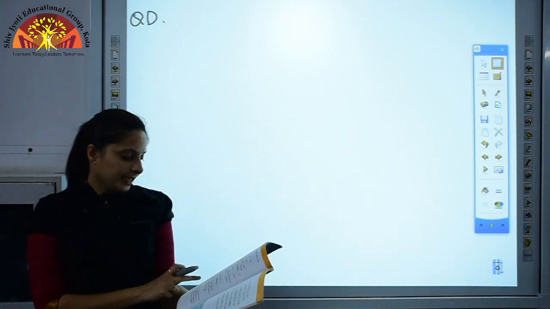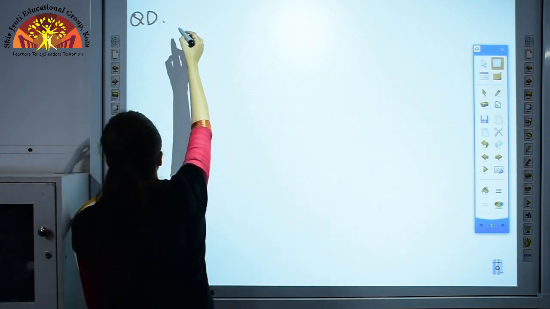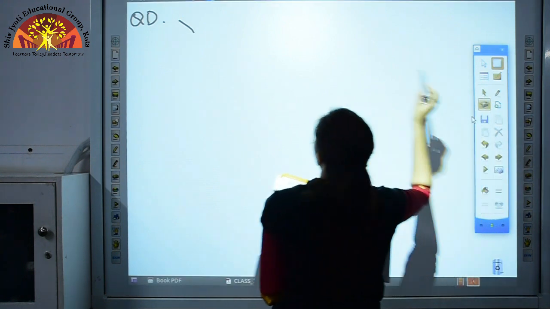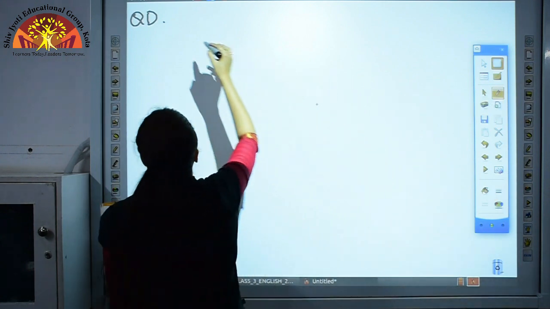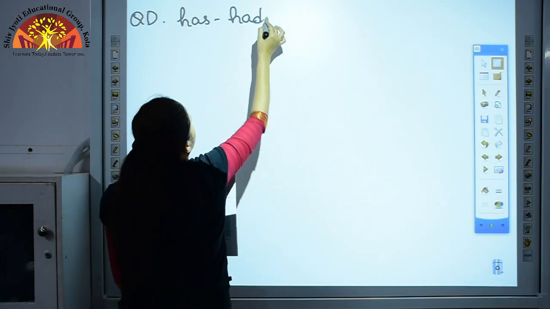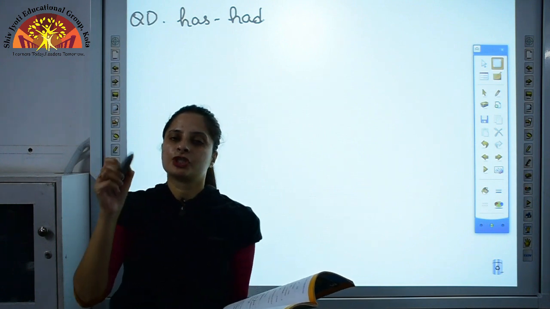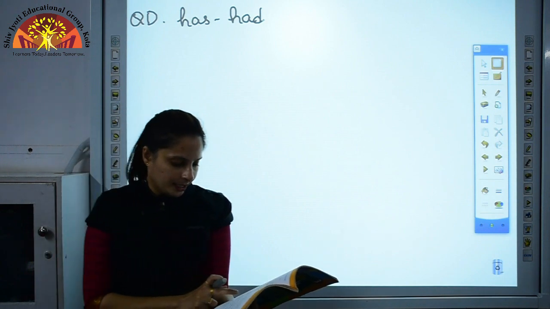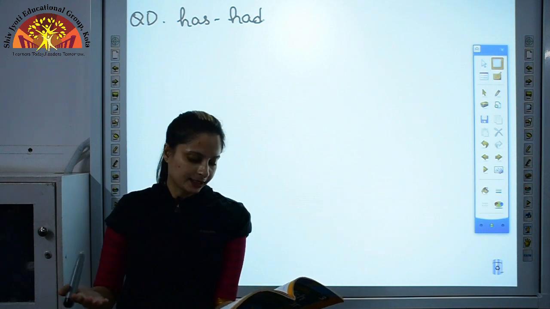For the next line, he has a bath. What will be the past of has? The past of has will be had. But you have to write down the complete sentence and you have to underline the word which you have changed into its past form. Okay. Then he has breakfast. Again has will be changed to had.